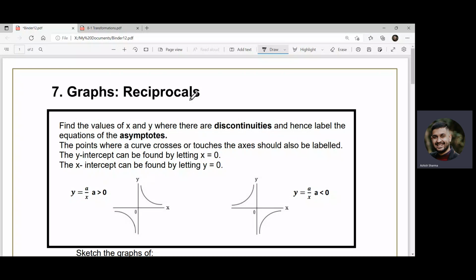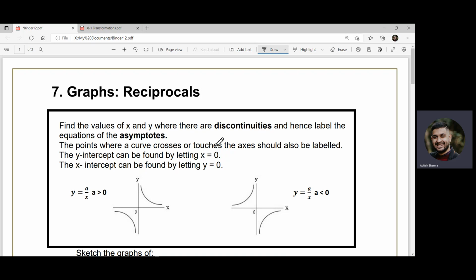Okay, hello and welcome to this video where we're going to be looking at reciprocal graphs. This obviously comes under the general topic of graphs, which you've been looking at. You've come across linear graphs, quadratic graphs, cubic graphs, and reciprocal graphs are part of the A-level course and you need to know about them.